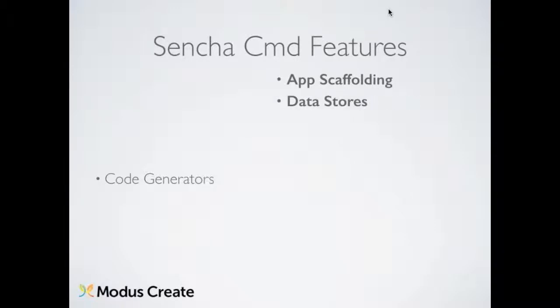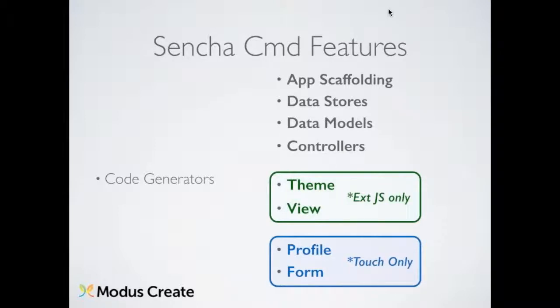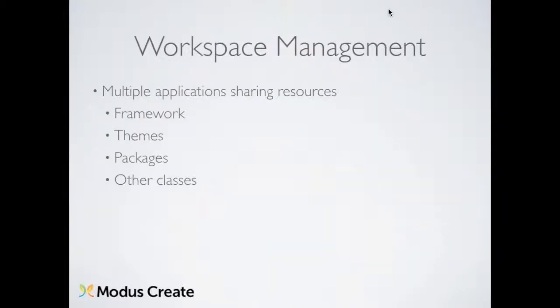From there, you can generate data stores, data models, and controllers. In addition to those, you can generate themes and views. However, today this is only available for Ext JS. I imagine Sencha will extend Sencha Cmd to generate themes and views for Sencha Touch. In addition to those, you're able to generate device profiles and input form classes, but according to the documentation, these are for Touch only. Profiles are specific to Sencha Touch applications, whereas form panels can be shared between Ext JS and Sencha Touch. So I imagine that may be rolled into the general code generator suite as well.